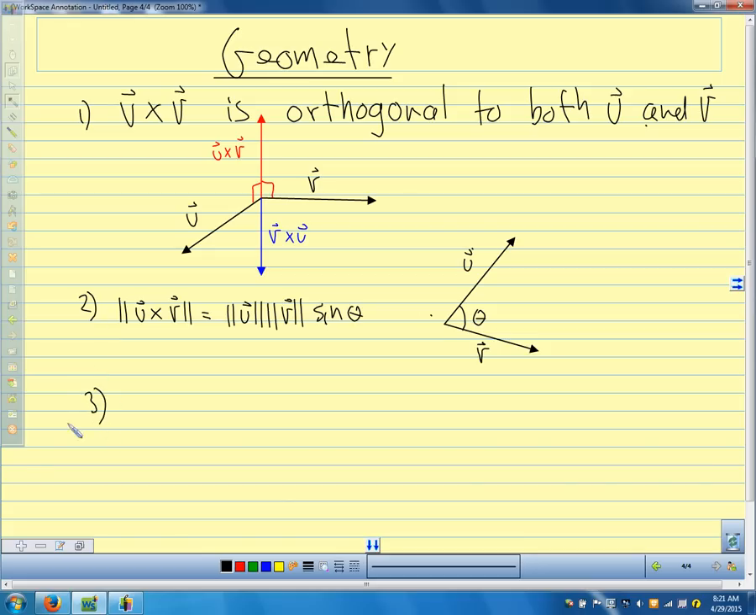This next one is a nice property that gets used a lot. U cross V is the zero vector if and only if U and V are parallel.